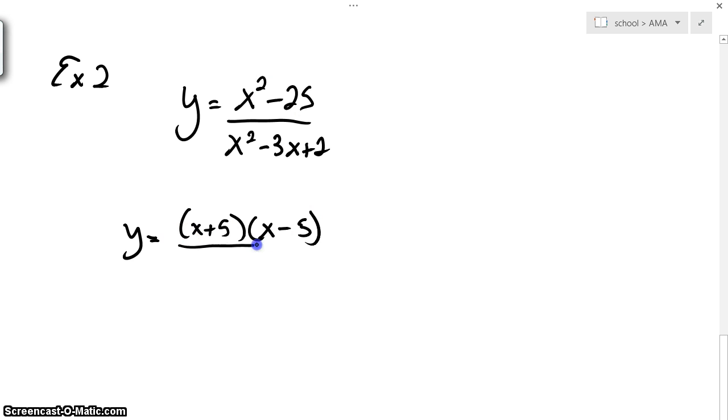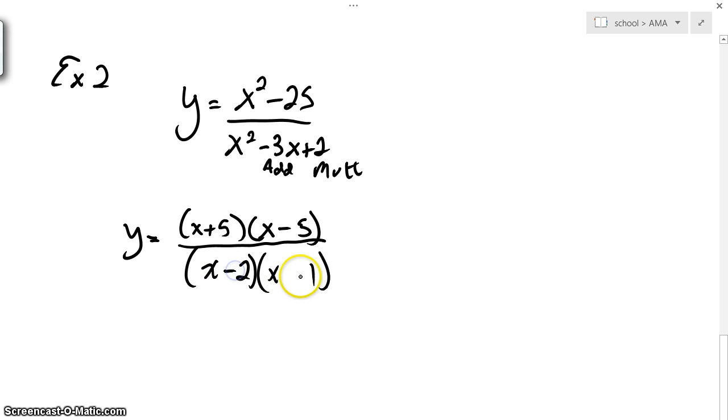Up on top, you get x plus 5, x minus 5. Down below, well, you'd have to add to negative 3. You'd have to multiply to a 2. Let's try a 2 and a 1. That's the only way you can really multiply to a 2. Choose both of these to be negative. And very quickly you would see that you do in fact add to negative 3x, negative 2x, and negative 1x. You multiply to a positive 2.